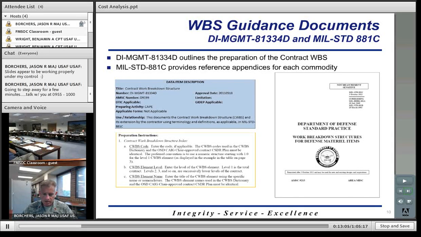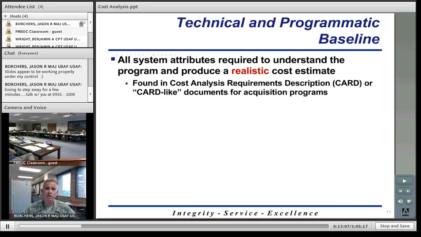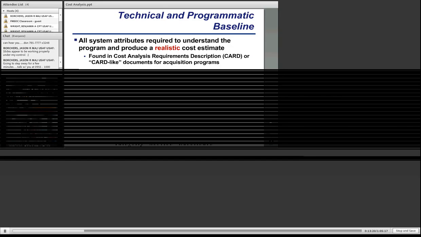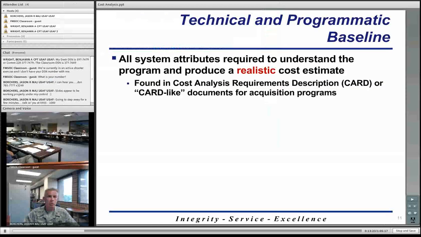All right. Excellent. Okay. So next, we'll take a look at this thing called a technical and programmatic baseline. Essentially, this is all the system attributes required so that you or me as a cost analyst can actually produce a realistic and credible cost estimate. So it's a document, or it's something that lists everything related to your program. It could have to do with size parameters, weight, just anything related to your program. All of that's going to go in this technical and programmatic baseline.